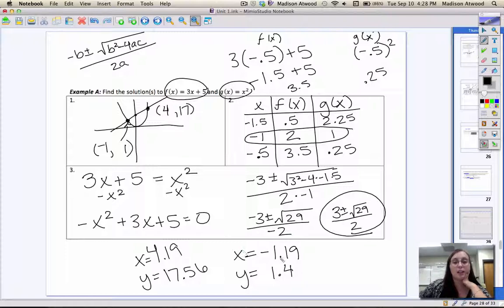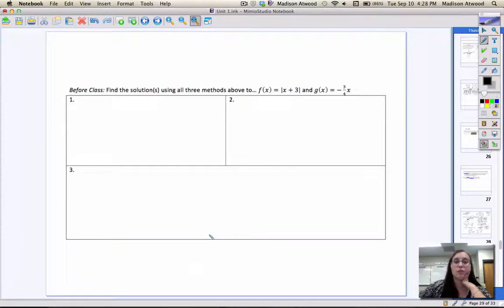So there's my kind of exact answers, my algebraic steps to find those two solutions to my system. What I'd like you to do is to think of a system between this absolute value function and this linear function, and I want you to try all three methods before class on Thursday.